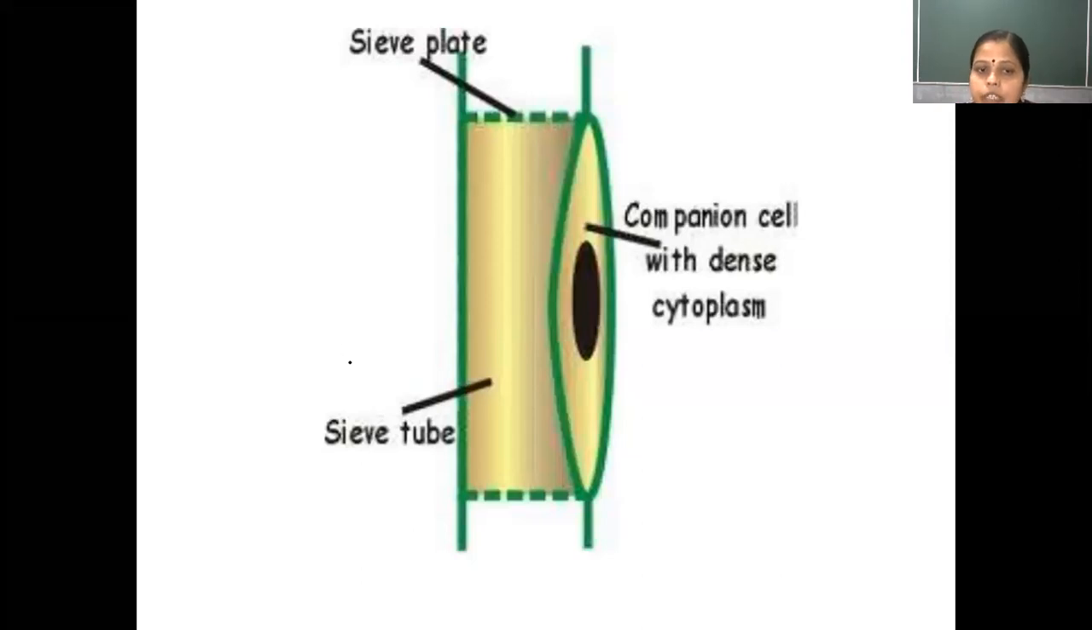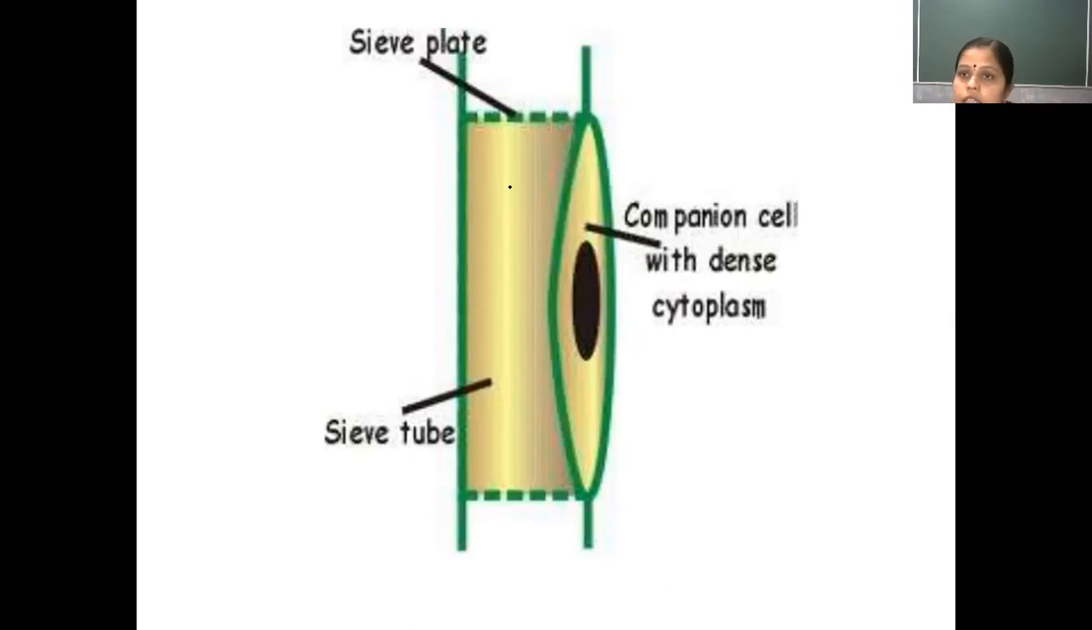One special thing about sieve tube cells is that they are enucleated cells. Name the enucleated cells found in plants: sieve tube cells. Next, very near to these sieve tube cells, we can see a cell called the companion cell. These have dense cytoplasm. The main function of the companion cells is to control the movement of food passing through the sieve tube cells.